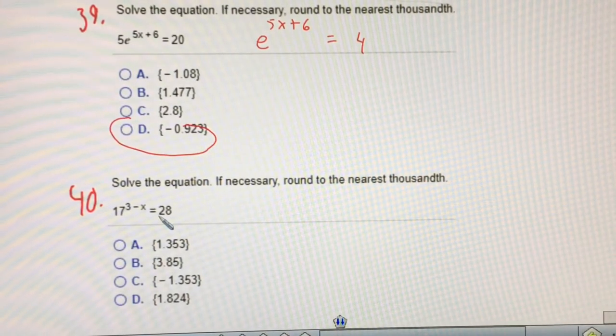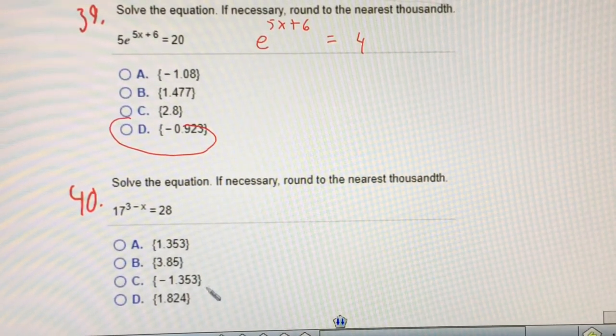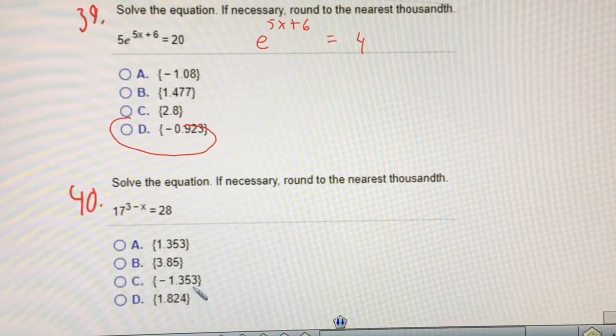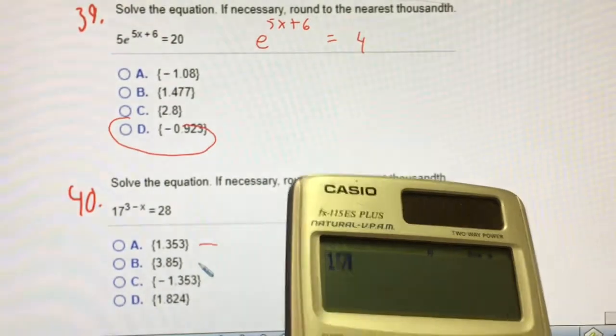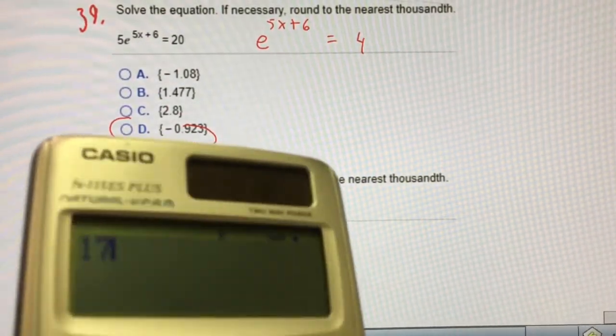I'm going to do the same method for number 40, and I'm going to guess one of these choices. Now 3 of them are positive and 1 of them is negative. So I'm probably going to pick that as my choice, that 1.353. So let's see how it works.